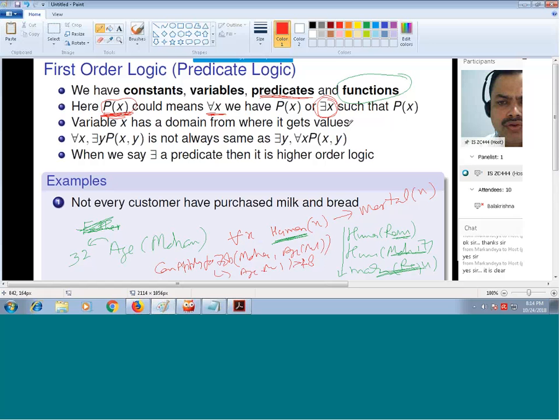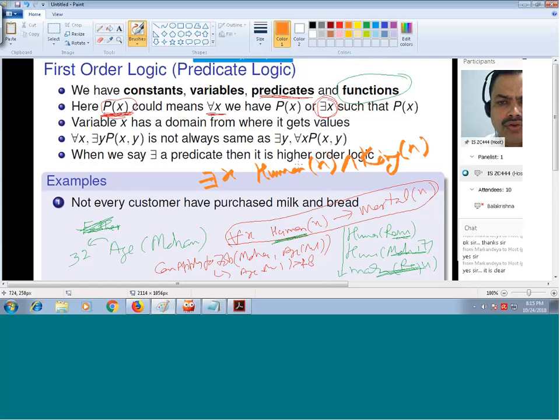So you understood this part, that sometimes you say that every human is mortal. Sometimes you say that there is someone who is king in the country. How can you write that there is someone who is a king? There exists an x such that human(x) and king(x). X is human and X is king. So there is someone who is human and who is king. So this means that there exists a king.